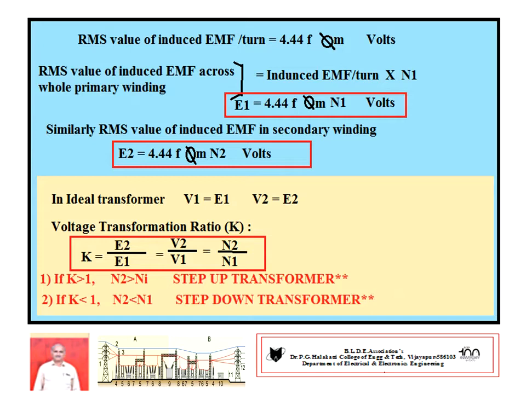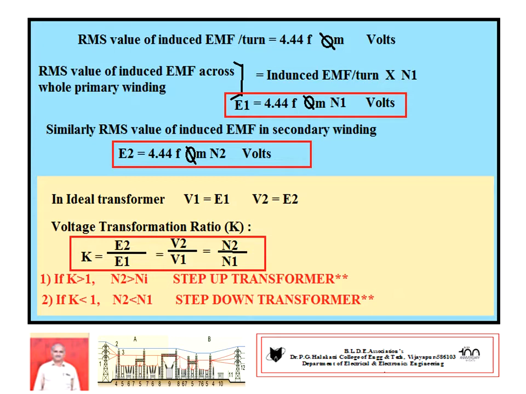Another important relation: voltage transformation ratio. It is defined as the ratio of E2 by E1, V2 by V1 and N2 by N1, all secondary to primary. Another important concept: if K is greater than 1, that is N2 is greater than N1, such a transformer is referred to as a step-up transformer. Such transformers are used in generating stations to increase the voltage level from 11 kV to 220 kV.